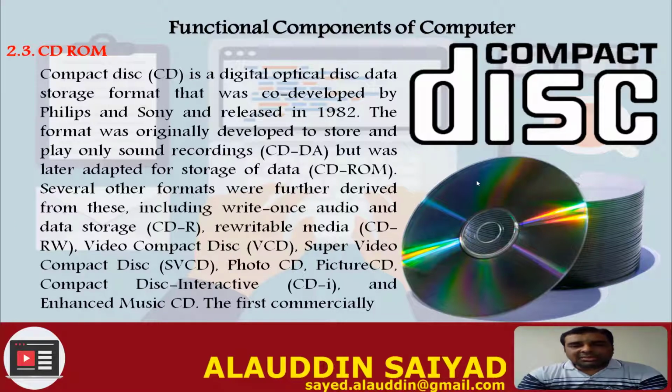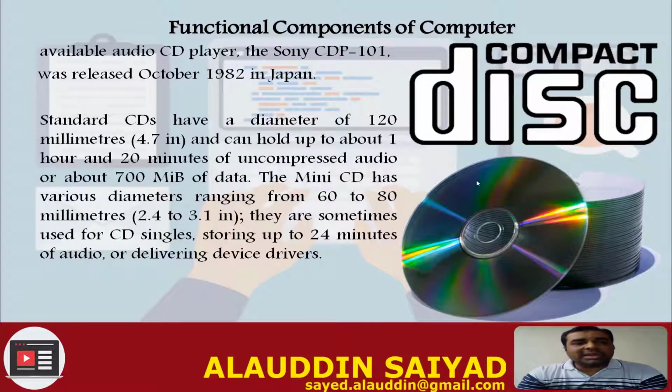Several other formats were further derived from this, including write once audio and data storage, that is CD-R, rewritable media, that is CD-RW, Video Compact Disc, that is VCD, Super Video Compact Disc, that is SVCD, Photo CD, Picture CD, Compact Disc Interactive, that is CD-i, and Enhanced Music CD, etc. The first commercially available audio CD player, the Sony CDP-101, was released in October 1982 in Japan.